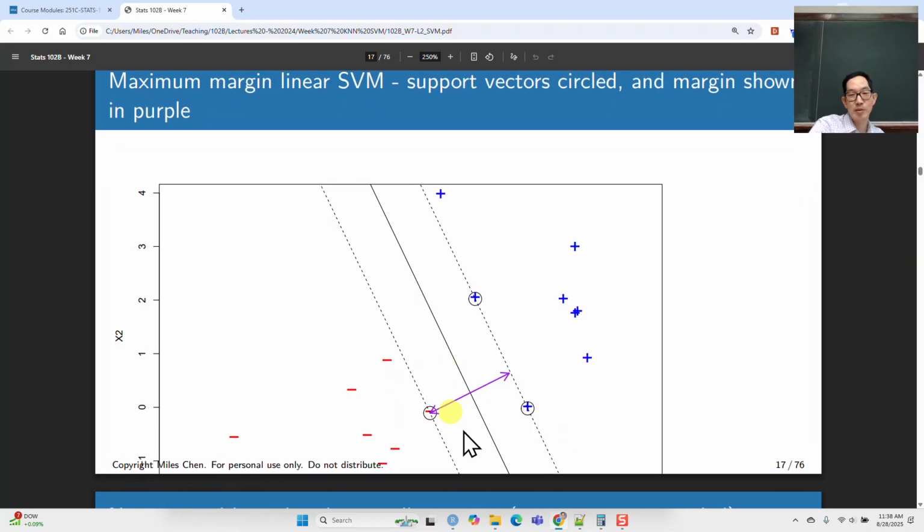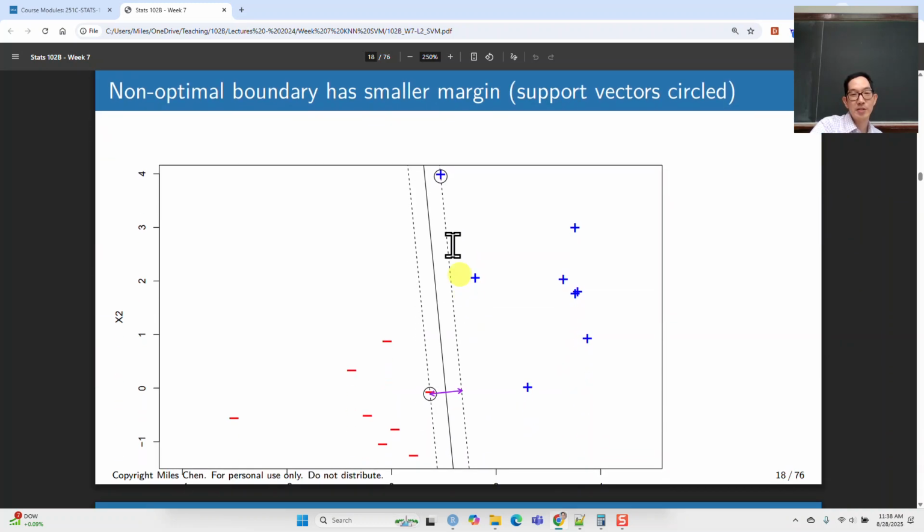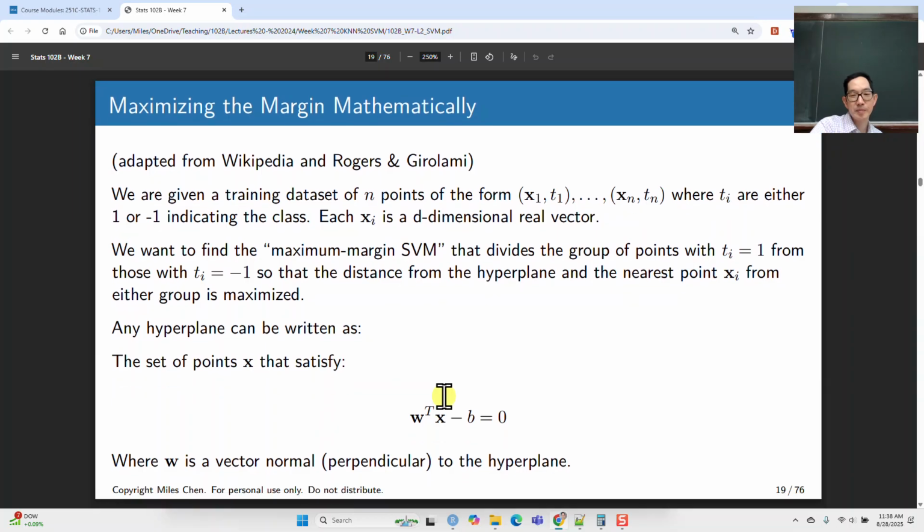So here's our maximum margin linear support vector machine. Here's the line that we draw, and our support vectors are these 3 circled points. This is twice our margin here. Here's our non-optimal boundary, and this has a much smaller margin. So how do we do this?